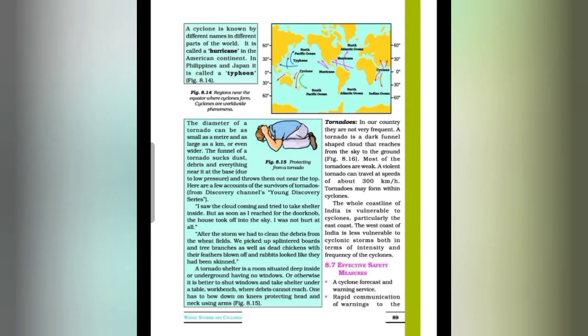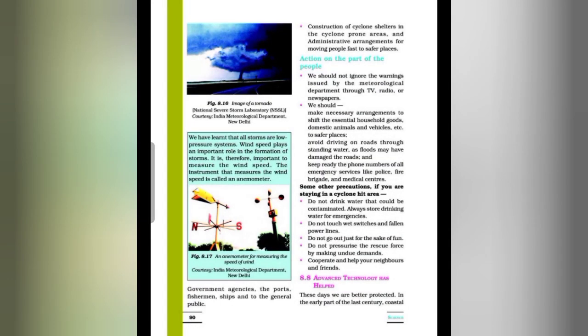So you can see in figure 8.16 the shape of the tornado. It is a funnel shaped cloud extending from sky to the ground, and the funnel of the tornado sucks dust and everything, even people, near its base and throws them out near the top. A violent tornado, that is given in figure 8.16, can travel at a speed of about 300 km per hour.